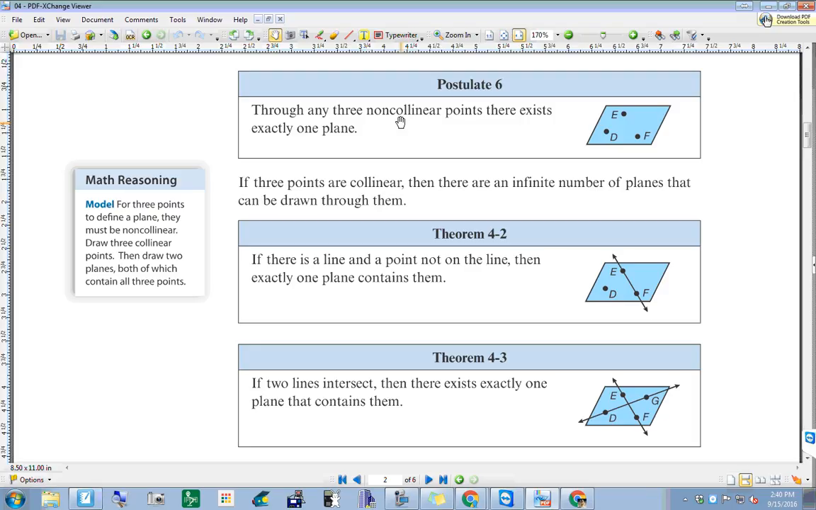Now, the next thing that it's got here, theorem 4.2. If there is a line and a point not on the line, then exactly one plane contains them. Well, since we can put any 2 points we want on a line, right? And if I got a 3rd point, that works. Now I got a question for you. Is this a plane? Could I consider that screen that I just rolled down a plane? It's a flat surface, right? We're going to consider it a plane.